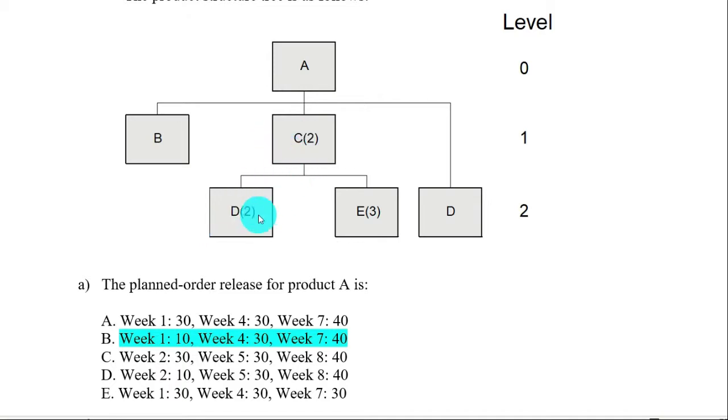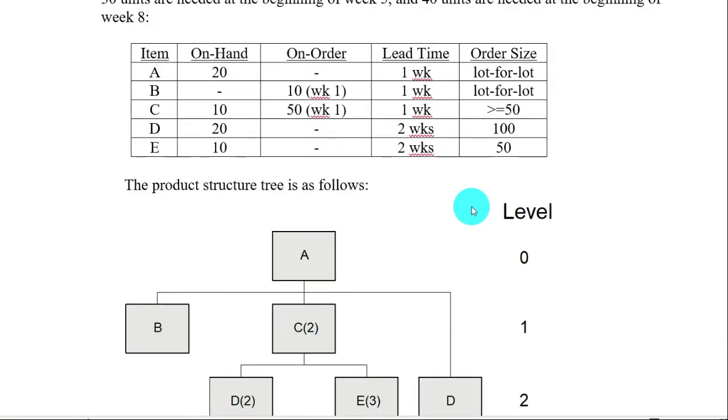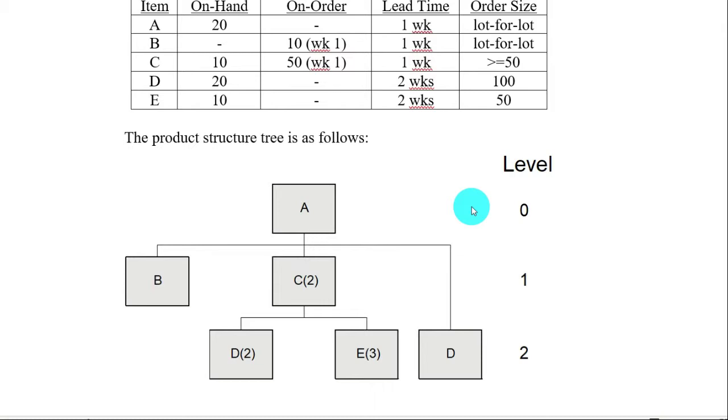There are two places here and right here. And let's look at their inventory record file. You have 20 on hand for item D, 0 on order, 2 weeks lead time, and the lot sizing strategy is EOQ, and the lot size is 100.